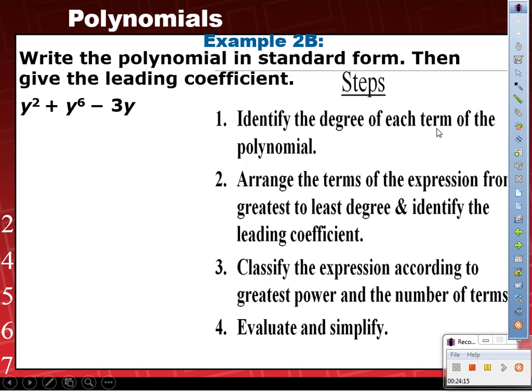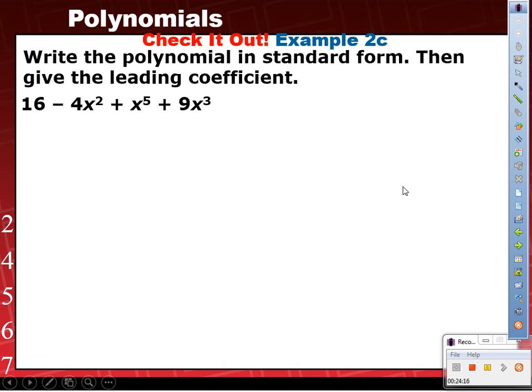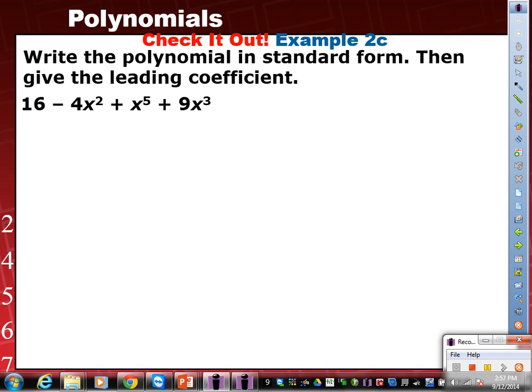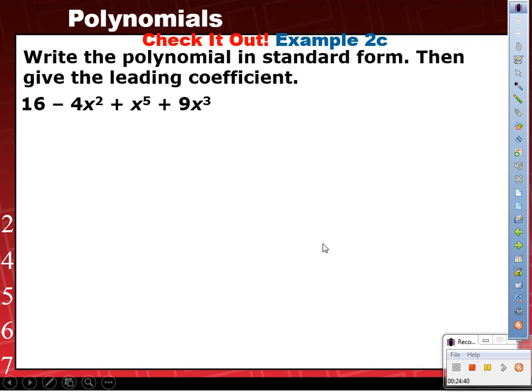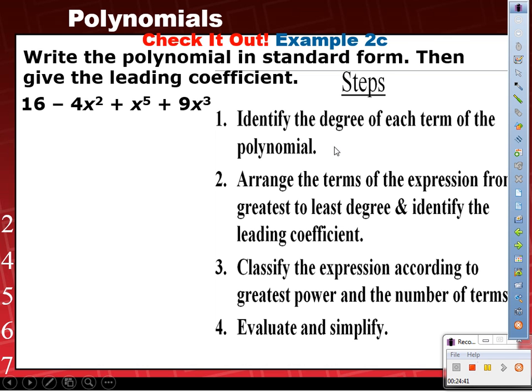Copy this one. Example 2c. Let's see how you do with this one. This one is 16 minus 4x squared plus 5x, plus x to the 5th plus 9x cubed. Write it in standard form. Find me the leading coefficient, please. And I'll bring the steps to the front so you can have them there. Just remember, follow your steps.